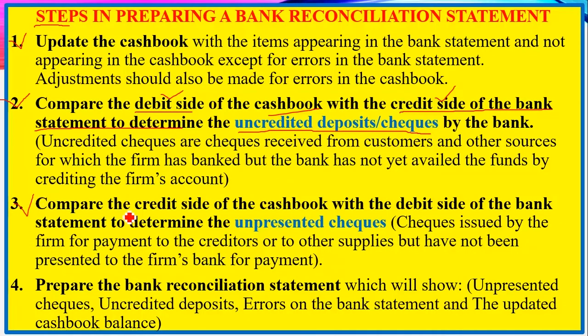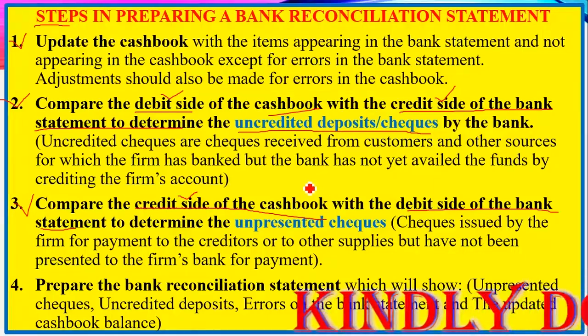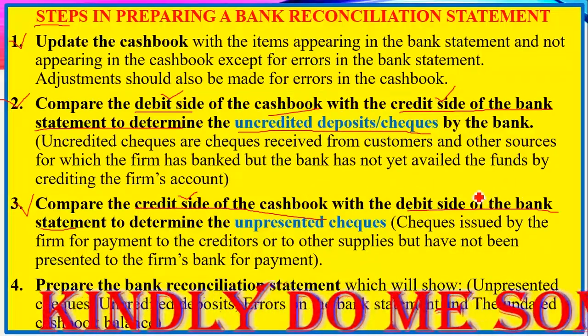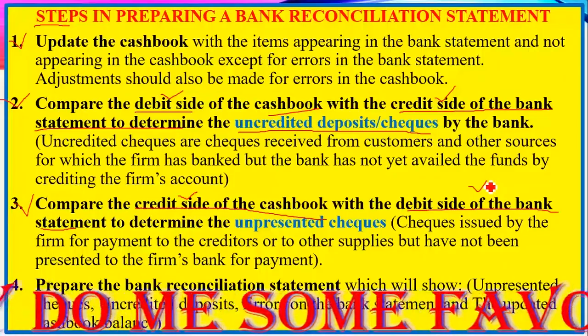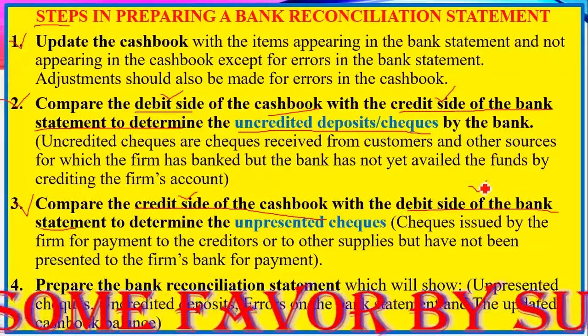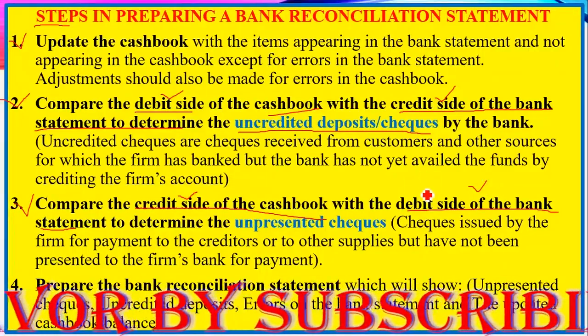Step number 3, compare the credit side of the cash book and the debit side of the bank statement. The reason you compare these is that the credit side of the cash book records withdrawals or payments. If you make payments to your creditors or suppliers, you credit your cash book. On the debit side of the bank statement, when you make these withdrawals to pay, the bank is going to debit your account.